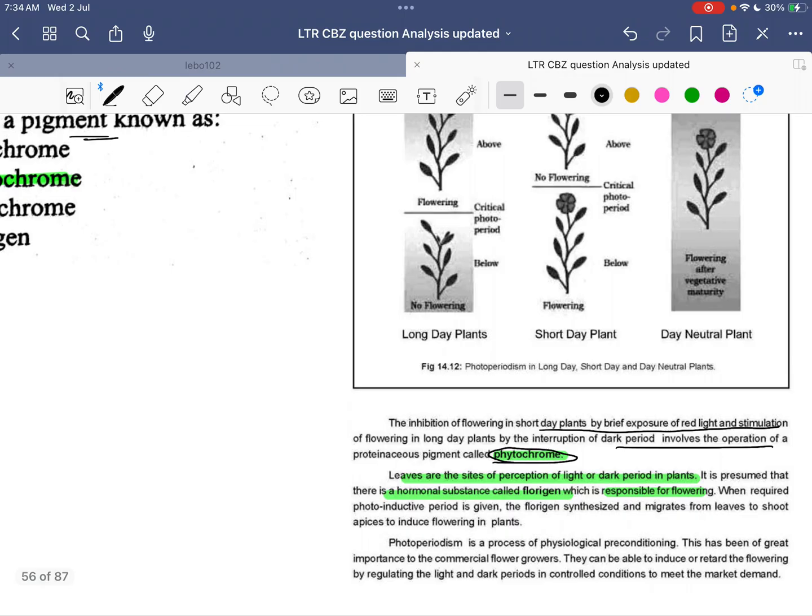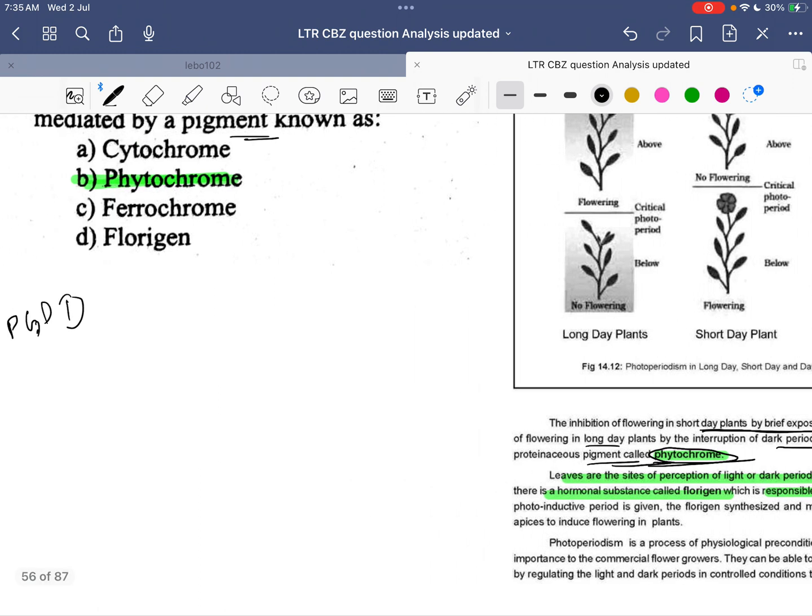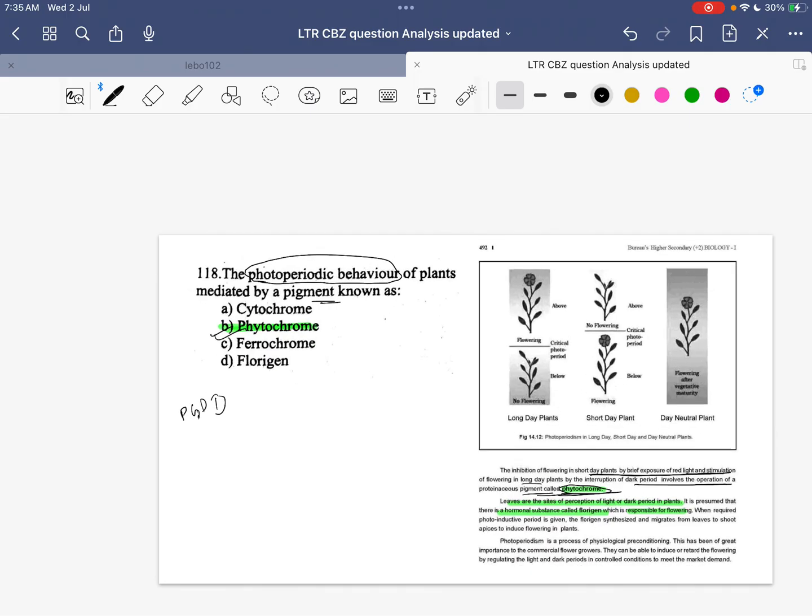The inhibition of flowering of short day plants by brief exposure to red light, and stimulation of flowering for long day plants by introduction of a dark period, involves the operation of a proteinaceous pigment that is called phytochrome. So the answer will be phytochrome.